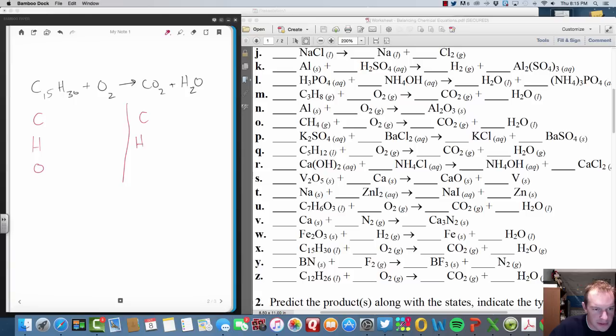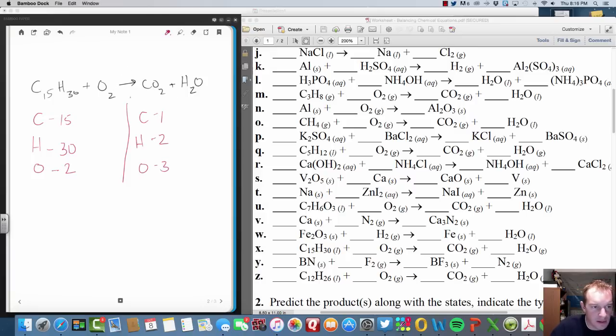Carbon, hydrogen, and oxygen. We can see with the carbons, there are going to be 15 of them in the C15H30. The hydrogens, there are 30 of them. And with the oxygens, there are 2. On the product side, in the carbons, there is 1. In the hydrogens, there are 2 in the H2O. And in the oxygens, there are a total of 3, 2 here and 1 more here.